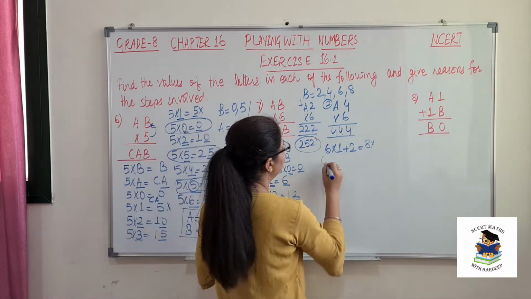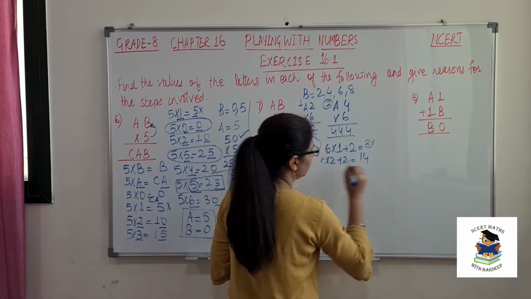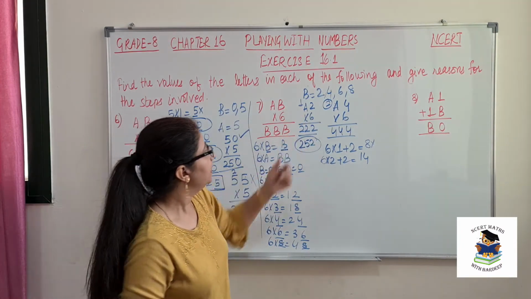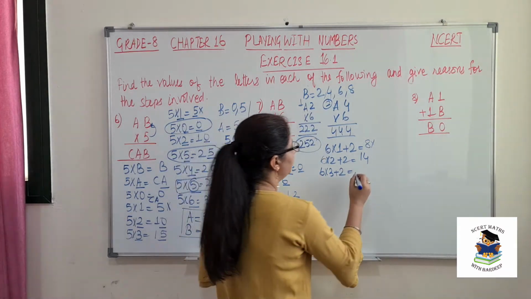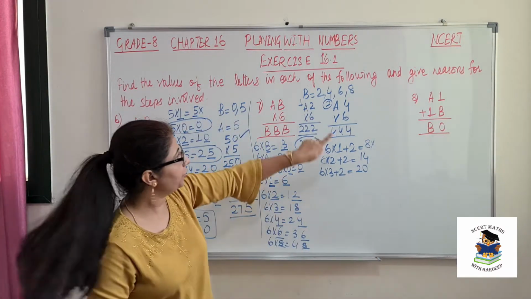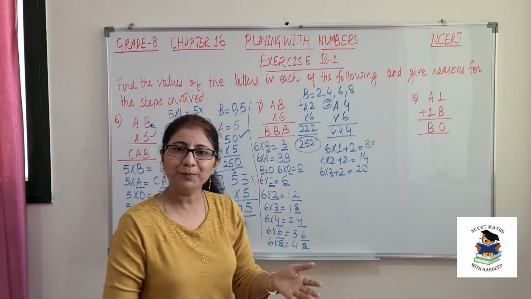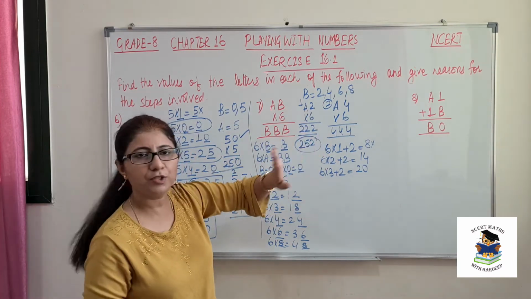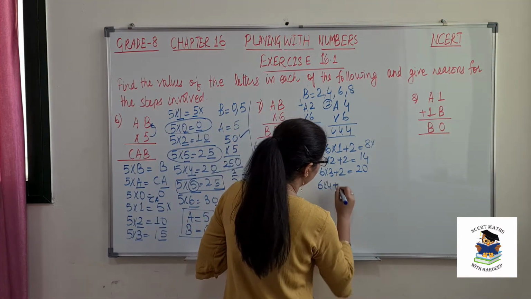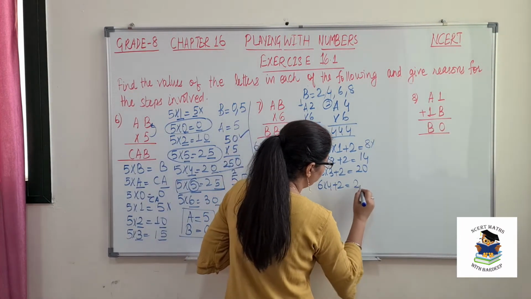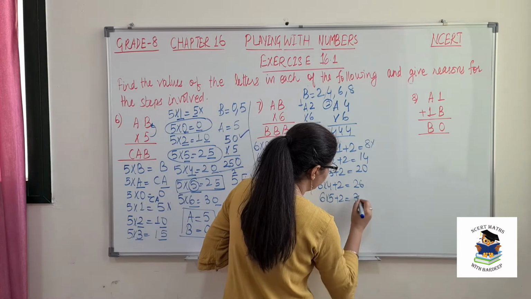Let's put the next value. 6 into 2 plus 2. 6 into 2 is 12. 12 plus 2 is 14. Again not same. 6 into 3 plus 2. So 18 plus 2 is 20. No, we should get 44. Either we should get 44 or the value should exceed this number. Then that means that digit is not possible. So we will move to the next one. So 6 into 4 plus 2. 6 4s are 24. 24 plus 2 is 26. Again not same. 6 into 5 plus 2. 30 plus 2 is 32.